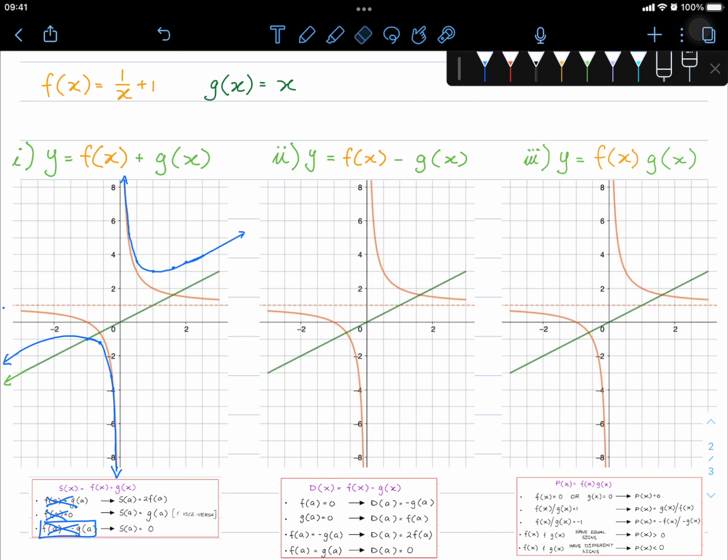Now, to save you from making this video extremely long, I'm going to stop the video here, and I'm going to continue it in the next video for this example for the difference of these two functions.